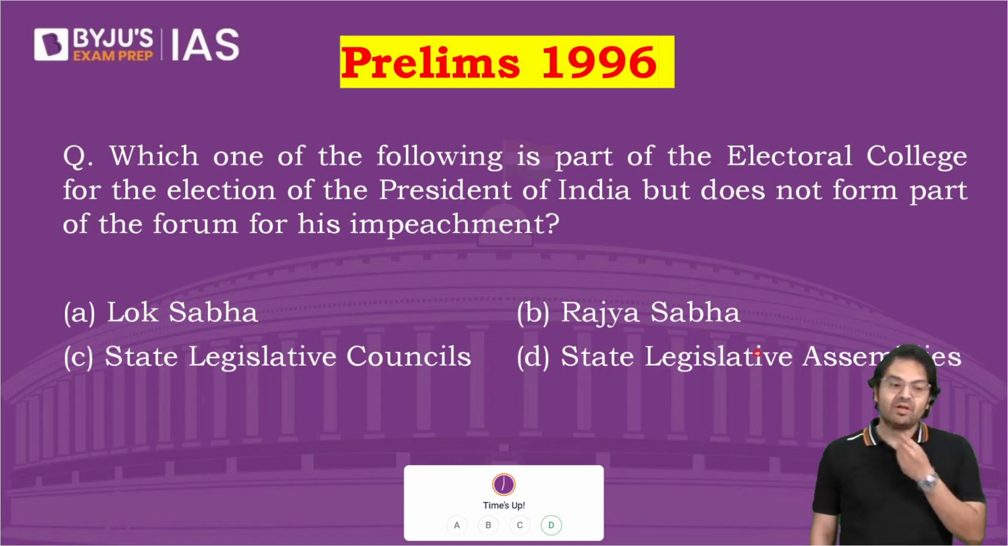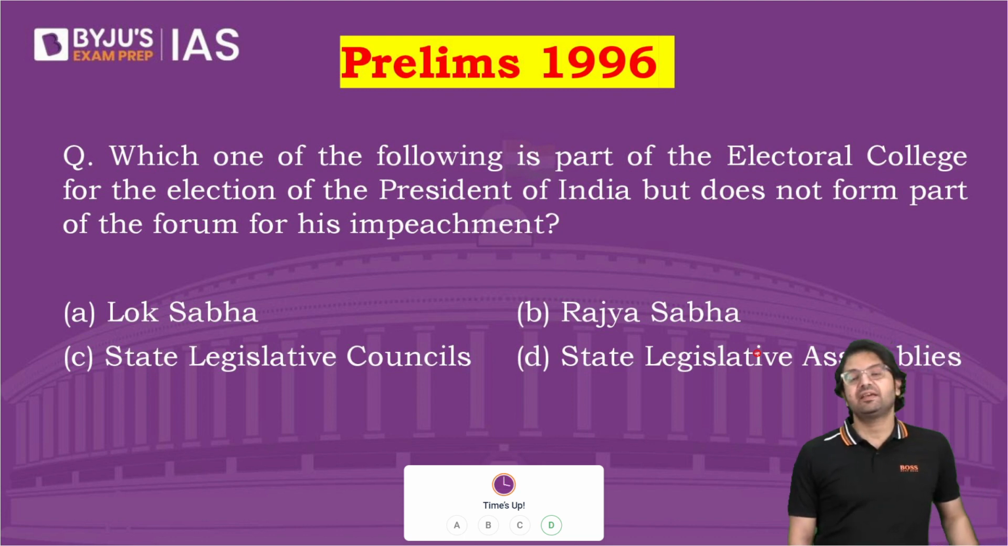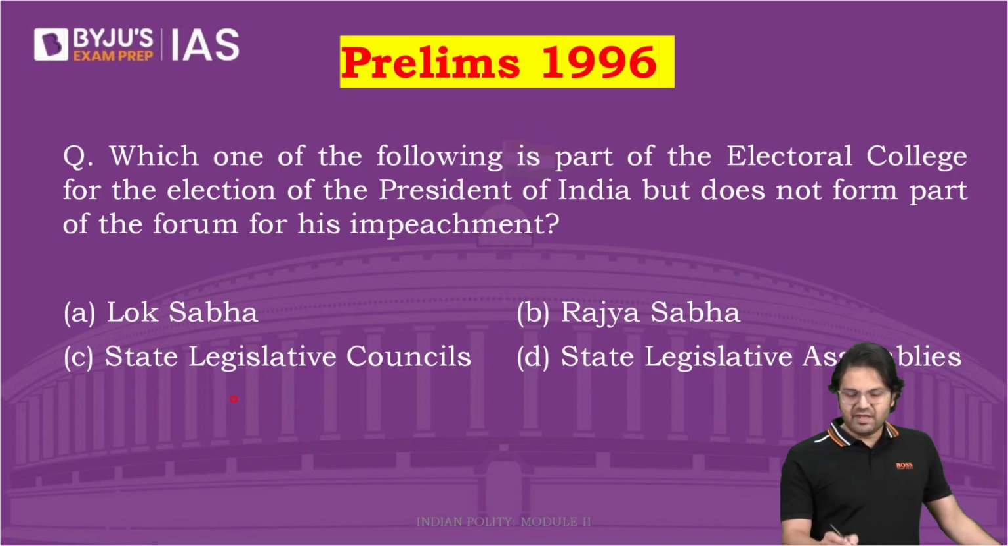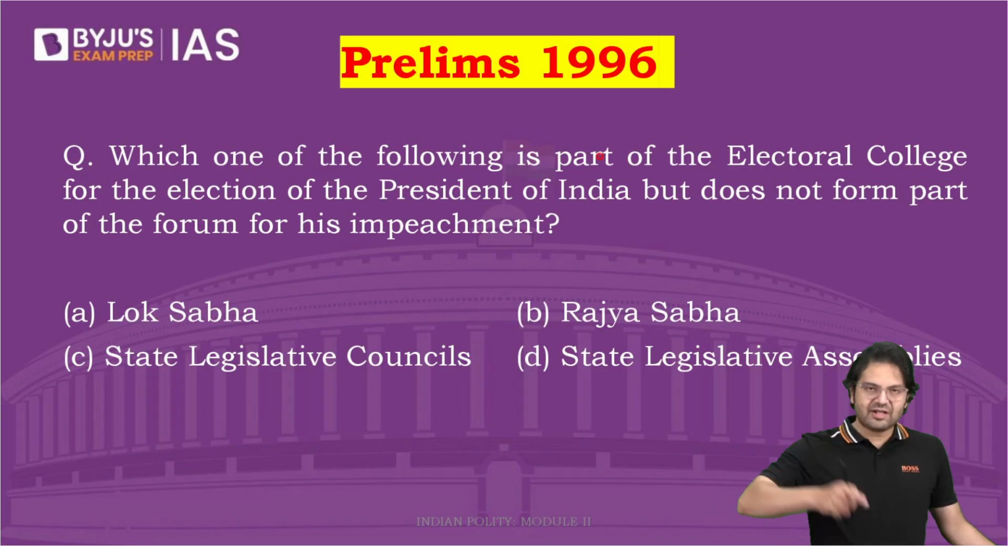This question was asked in 1996. Some of you were not even born. In fact, most of you were not even born. Such an old question. And still a lot of you made a mess of it. Let's read. It's an easy question. You just have to follow what is written. See, which one of the following is a part of the electoral college for election?